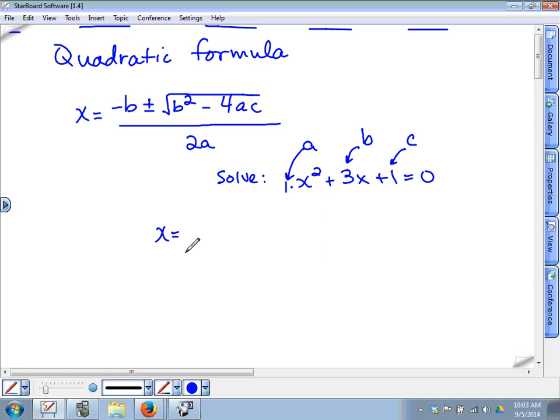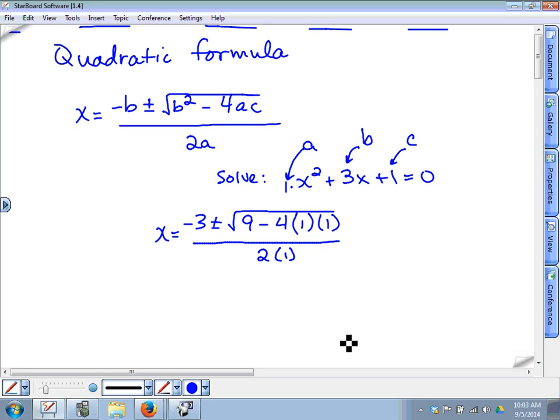Okay, so x equals, help me out here, negative 3 plus or minus square root of 3 squared, which is 9, minus 4 times a times c, all over 2 times a. All over 2a.